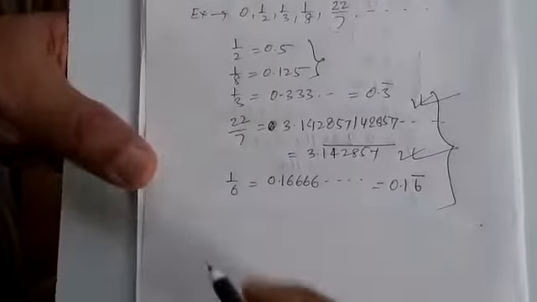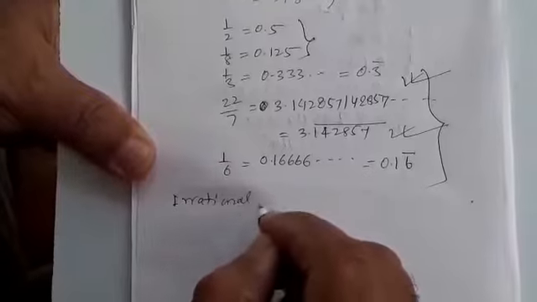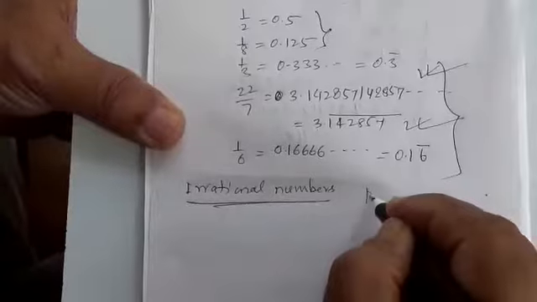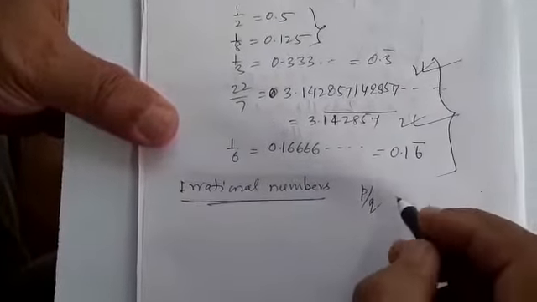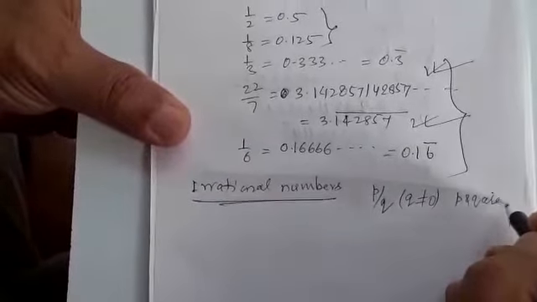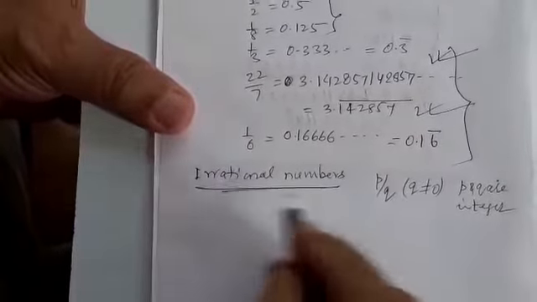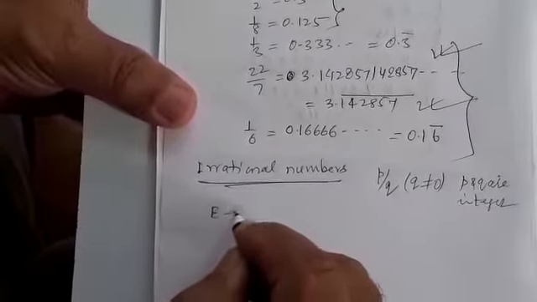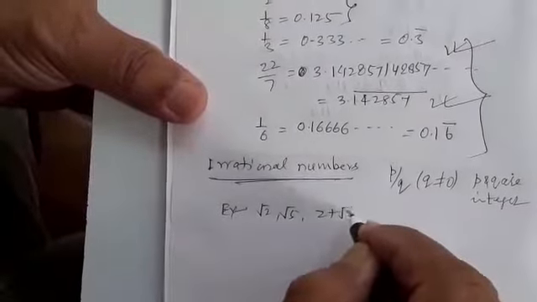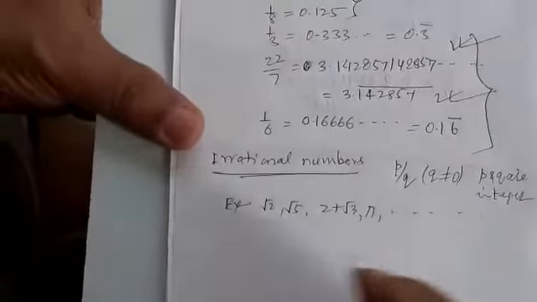Like this, we will take the case of irrational numbers. Irrational numbers are those numbers which we can't express in the form of p by q, where q is not equal to 0 and p and q are integers. It cannot be expressed in this form. Then we say that those numbers are irrationals. Examples you can take: root 2, root 5, 2 plus root 3, pi. These all are irrationals. So why are these all irrationals?